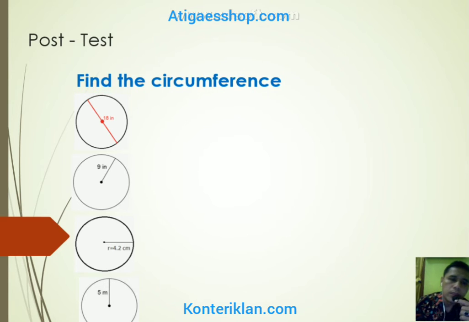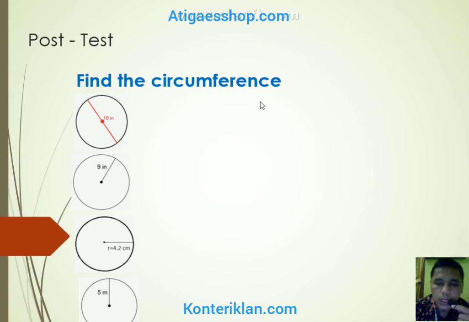Find the circumference. So what is number one? We have 4 pictures, 4 circles, and every circle contains a straight line. What do you call this straight line for number one? Is this a chord, or a diameter, or a radius? Yes, exactly. This is a diameter. So find the circumference for number one.